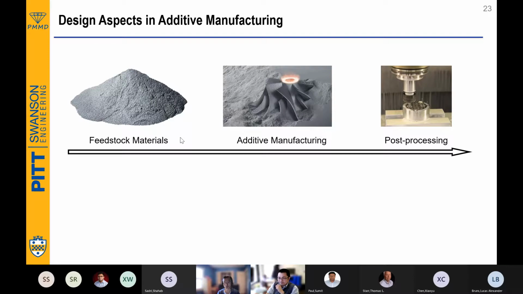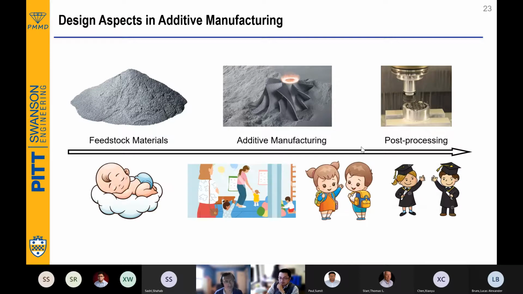So I would like to divide the designing aspects into three different steps. One, we're talking about feedstock material. The other is additive manufacturing, and then the third one is the post-processing, including post-heat treatment and maybe sometimes surface modification. I would like to say this is very similar to having a child, right? So you care about the quality of the child born, right? So how to design, I don't know, right? So it's magic, but you certainly will not drink a lot of alcohol, right? That's what everyone experienced, right?